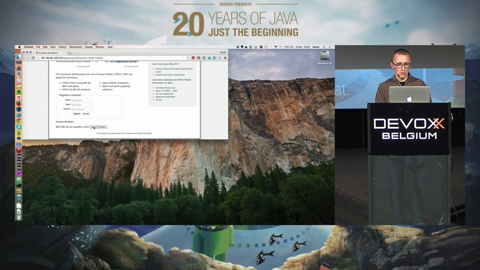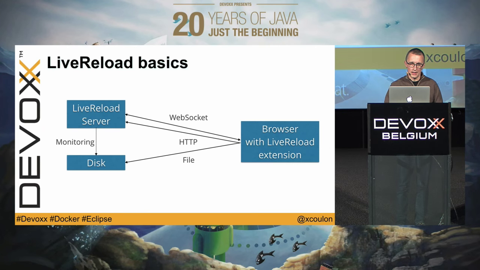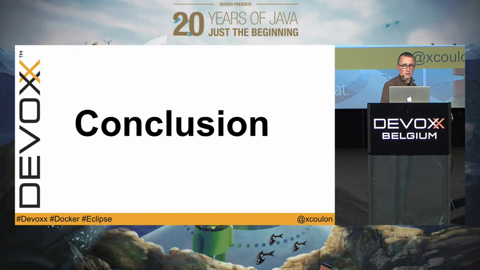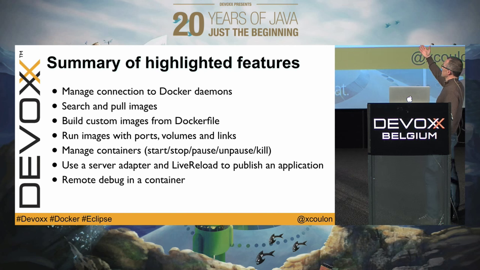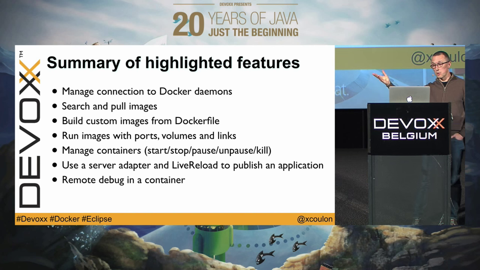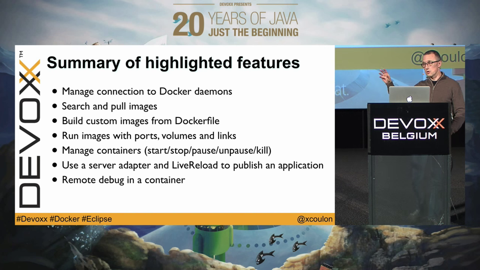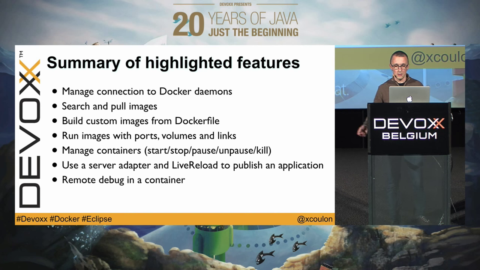And I have just two minutes left, so I'm going to the conclusion. Live reload, I didn't have time to show you. I can show you later. We've seen that we can manage connections to Docker daemons. We can search and pull images. We can build custom images using Dockerfiles. We can run images, and we can have specific ports and volume links. We can manage containers: stop, start, pause, unpause, kill. Well, I didn't show everything, but you get the idea. And we can use JBoss Tools server adapter and live reload to publish an application. And we can use the Eclipse remote debugger to debug in a container.